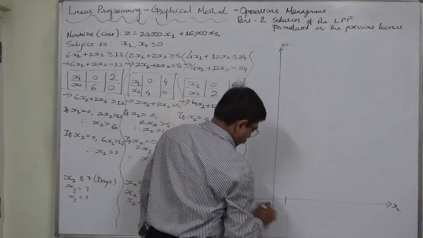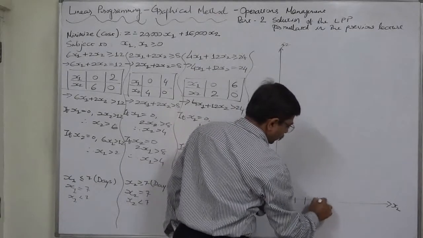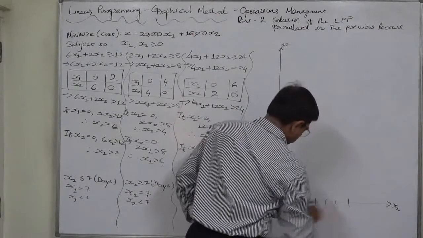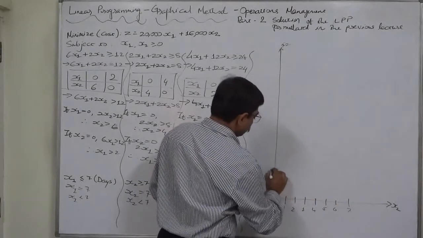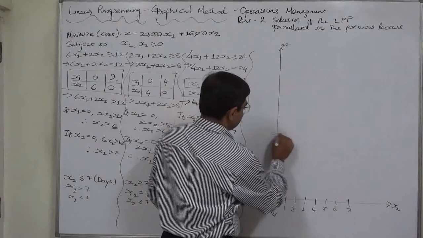1, 2, 3, 4, 5, 6, 7. And 1, 2, 3, 4, 5, 6, 7.